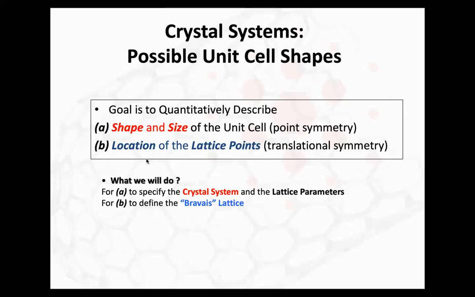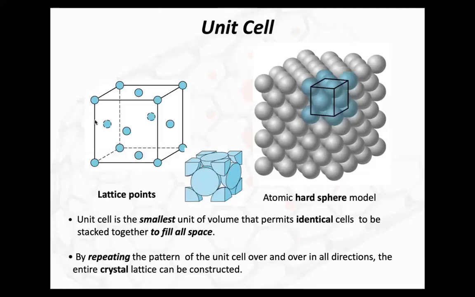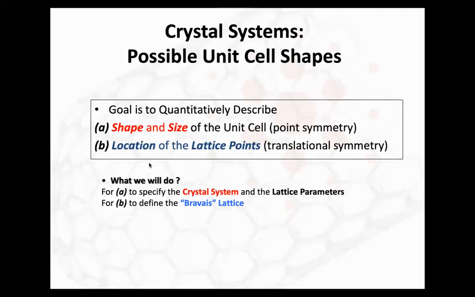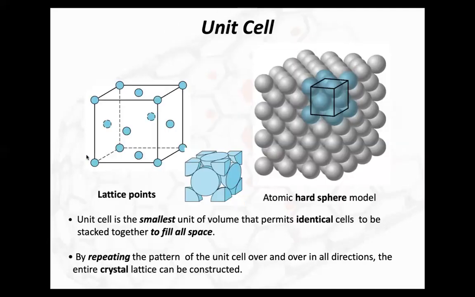And the other one is location of the lattice points. Location of the lattice points is also important for this unit cell. That means there is a special term called translational symmetry. We will learn about that later on. First, the shape and size that you can easily understand. Shape and size of the unit cell is important, and the other one is the location of the lattice point.